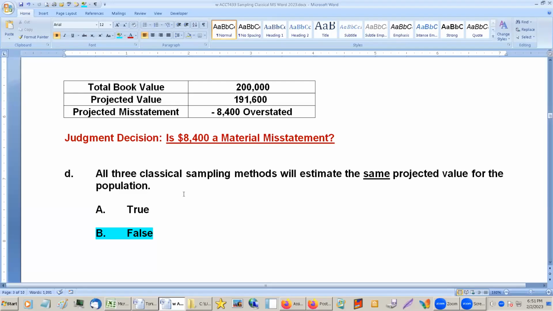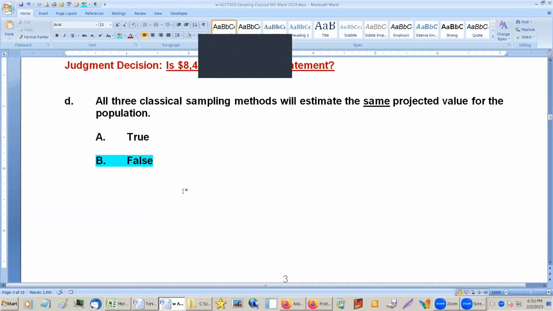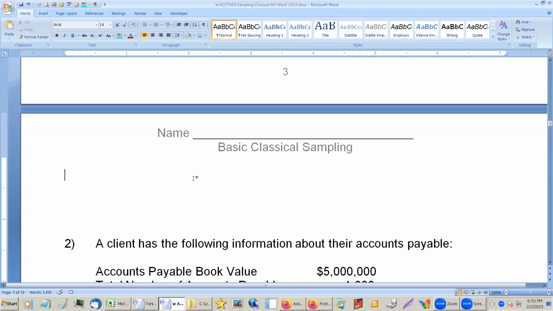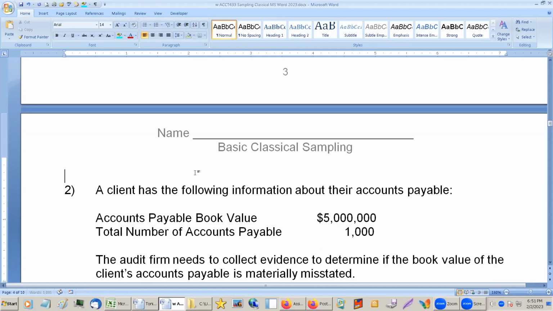Even for this fairly straightforward sampling, there wasn't anything crazy in here. We didn't have negative accounts or anything like that. There's still a lot of judgment in it. How many items to pick is a judgment. Which method to use. The dollar amounts: is it material or is it not material? Those are all judgments. Which is kind of why auditing can be difficult to learn and to use in practice.